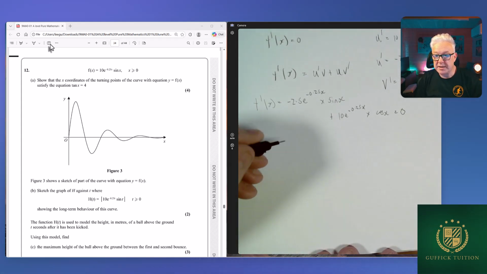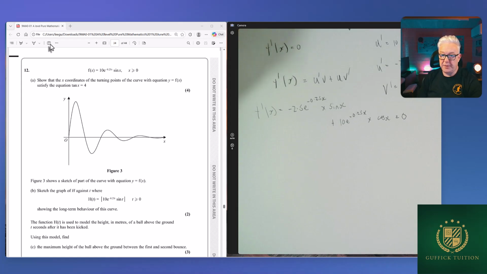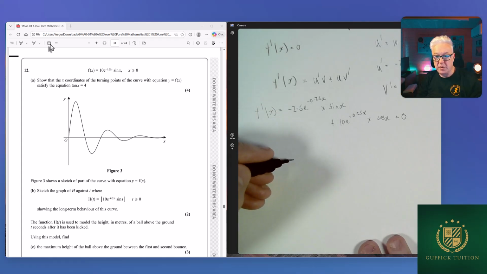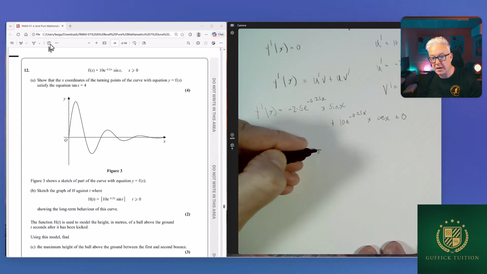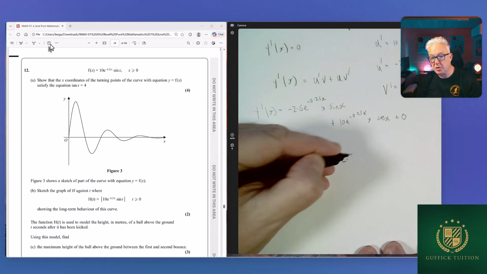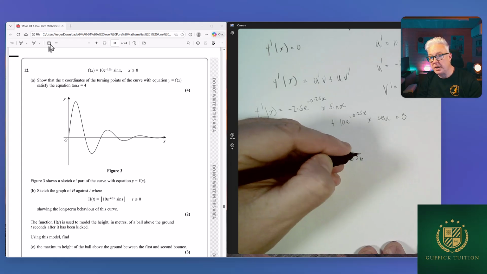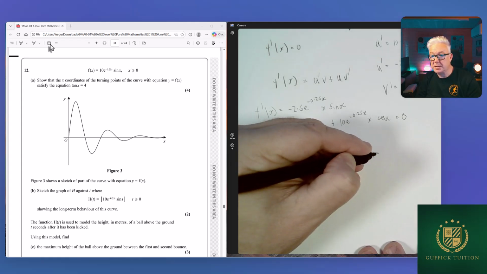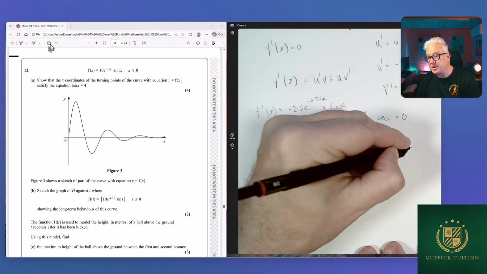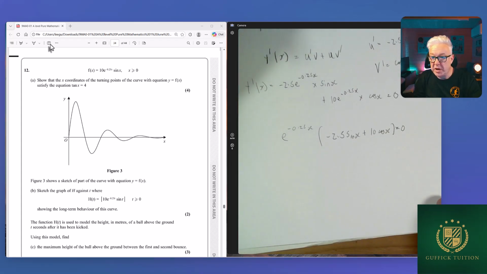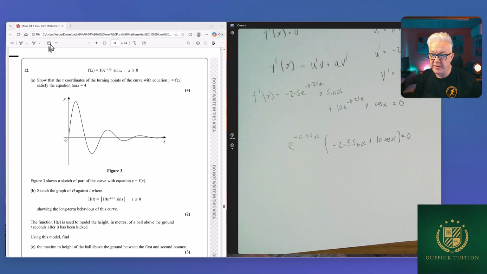Okay, so let's take out a common factor of e to the minus 0.25x to start off with. So we have e to the minus 0.25x times minus 2.5 sine x plus 10 cos x equals 0. We could take out more than that, but we'll just leave it like that for now.